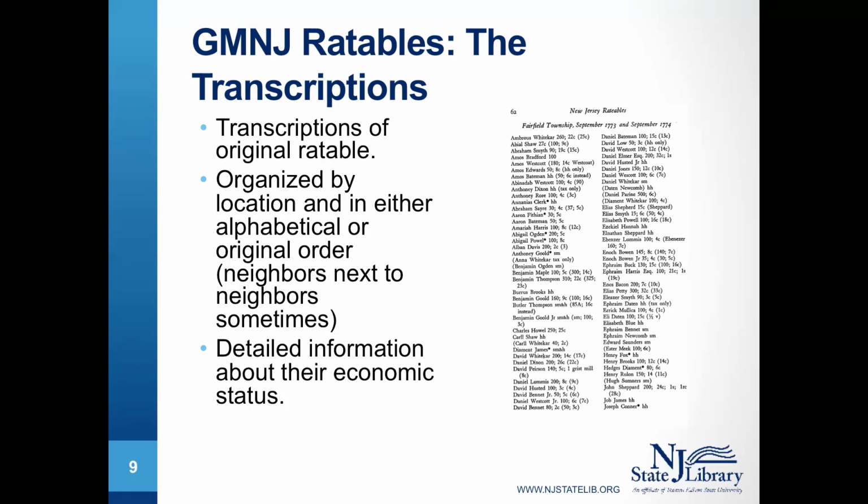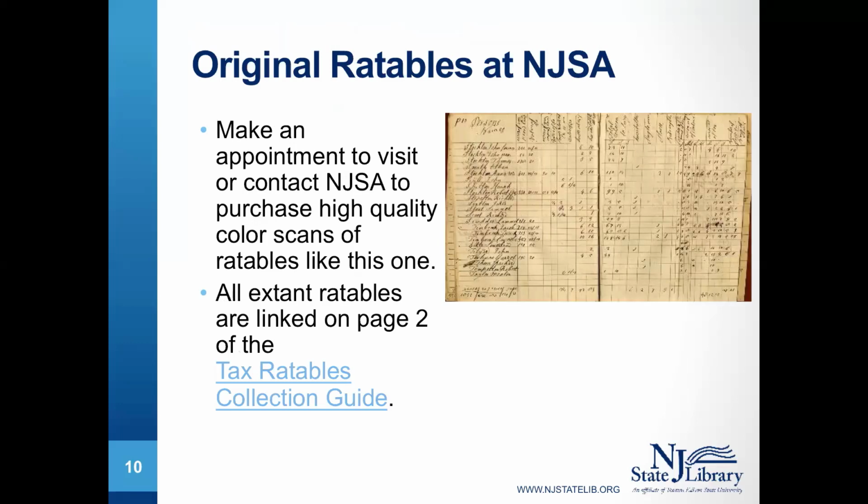Sometimes ratables were arranged by household, with neighbors next to neighbors. In this case, my relatives are listed with their neighbors in Fairfield, but the clerk chose to alphabetize everyone by first name. After each name is recorded what they owned that was taxable. The State Archives owns the originals of the Revolutionary ratables, as well as other ratables up to 1822.